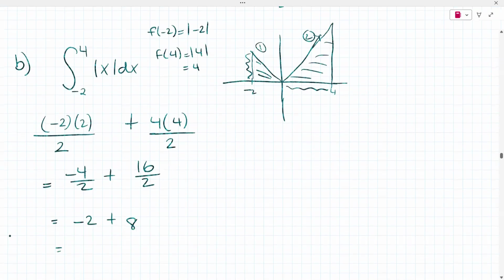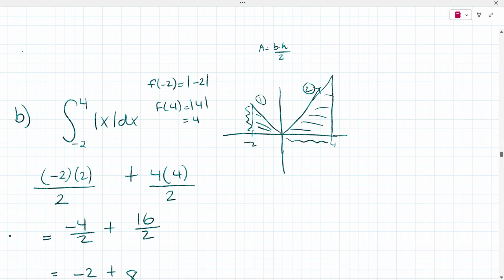My mistake was if we're going to break it down into two integrations, it should have been the integration from -2 to 0 of absolute value of x dx plus the integration from 0 to 4 of the absolute value of x dx. Okay, now much better. So what is it?